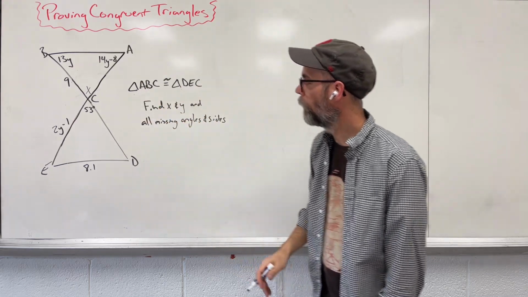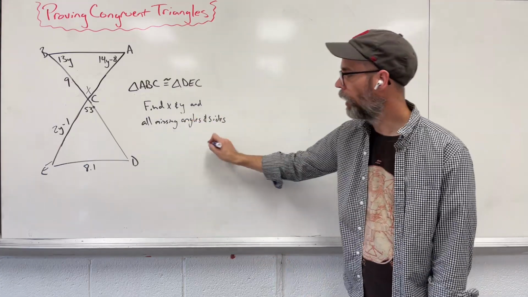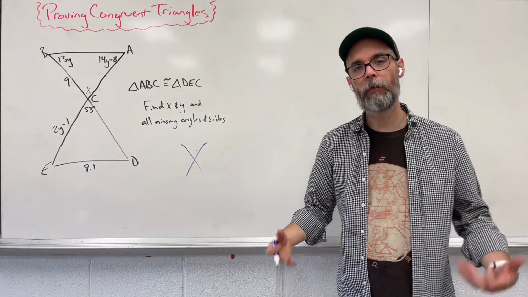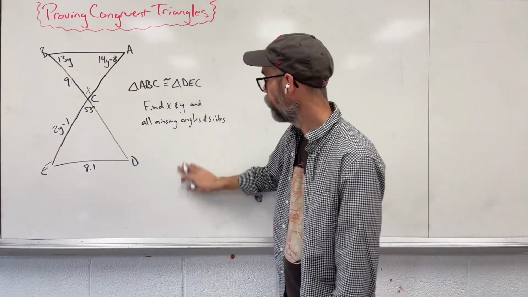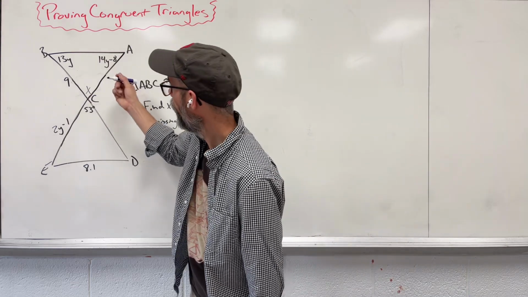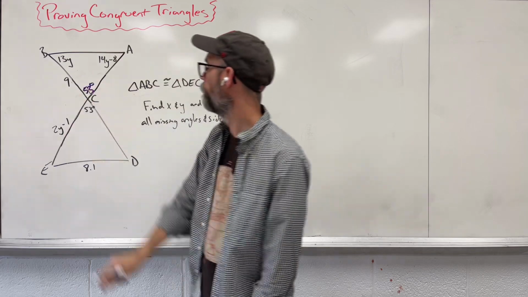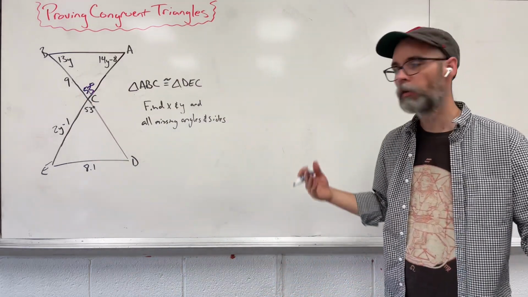Now, let's talk about finding X and Y. Let's start with X. When you're given two straight lines that cross each other, the angles opposite each other are called vertical angles, and we know that those angles are going to be the same. So I know automatically X has a measurement of 53 degrees. Cool, throw it in, let's move on.